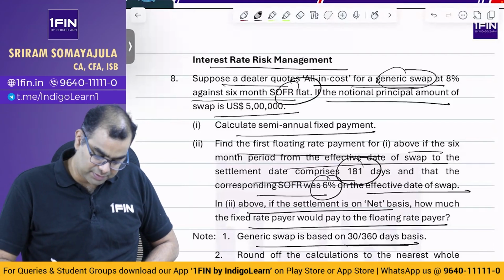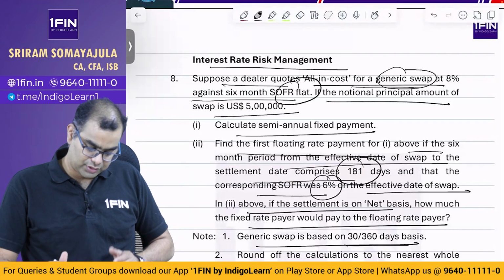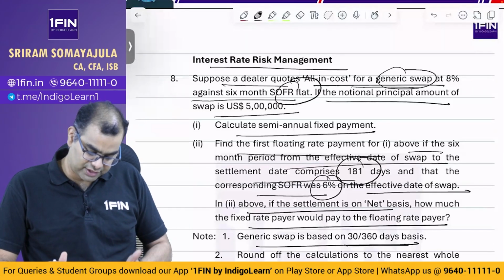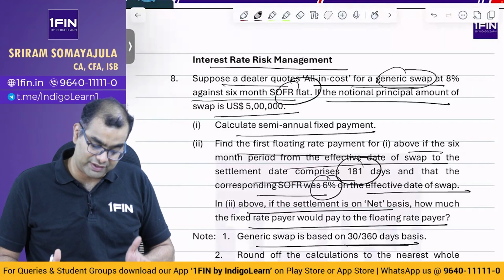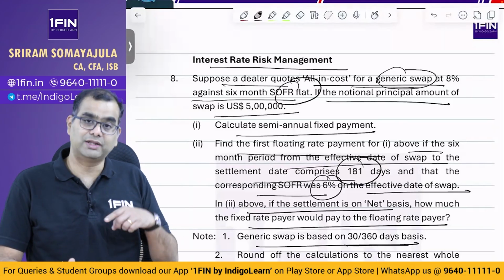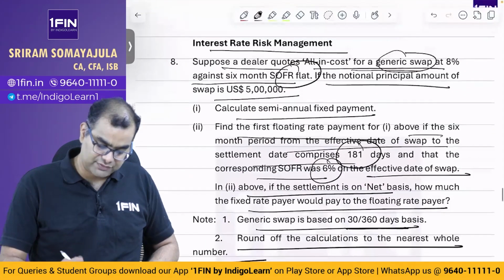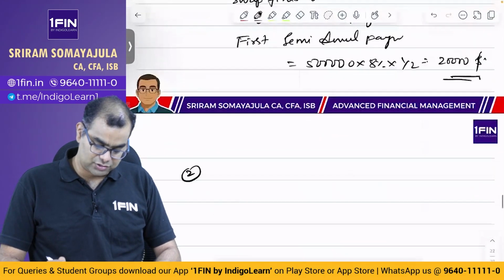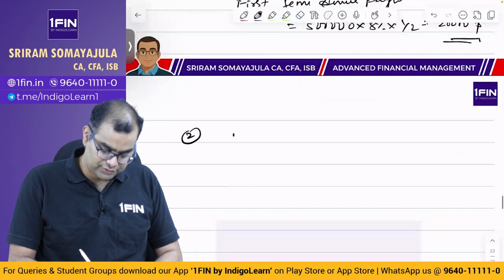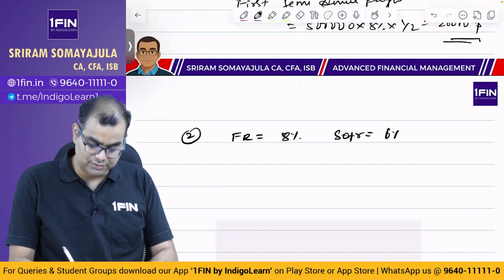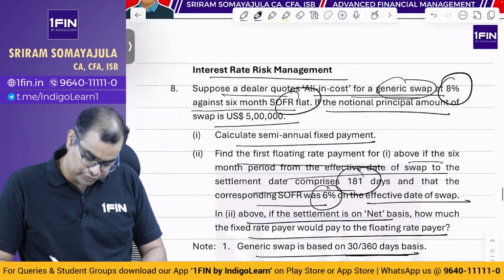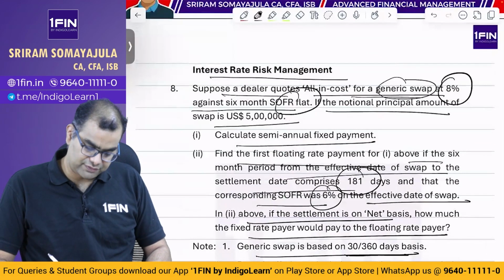If the 6-month period from the effective date of the swap to the settlement date comprises 181 days, and the corresponding SOFR was 6% on the effective date of this swap. So in the beginning it was 6%, whereas the fixed payment is 8%. So fixed rate is equal to 8% and SOFR is equal to 6%. Okay, then what is the first floating payment?